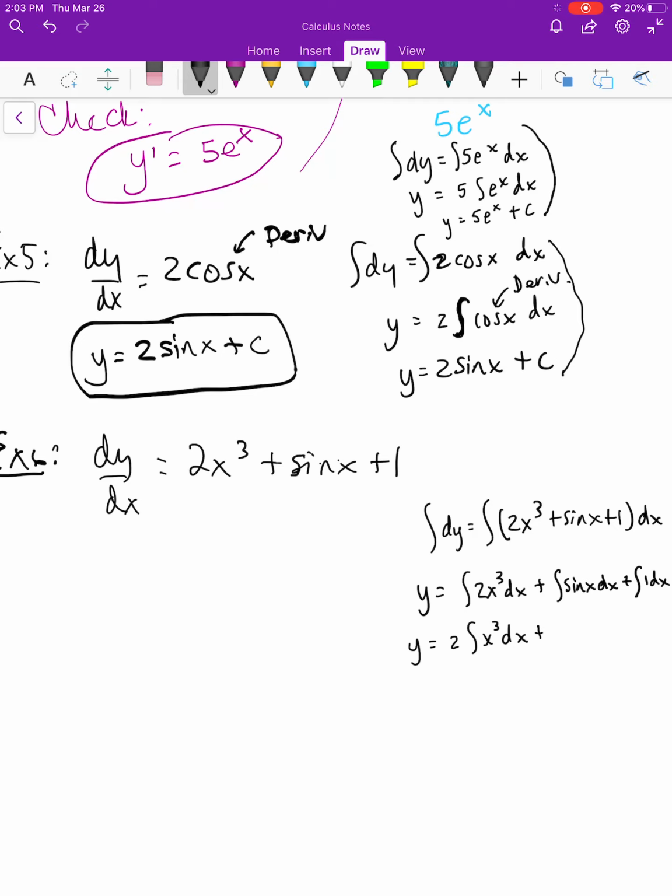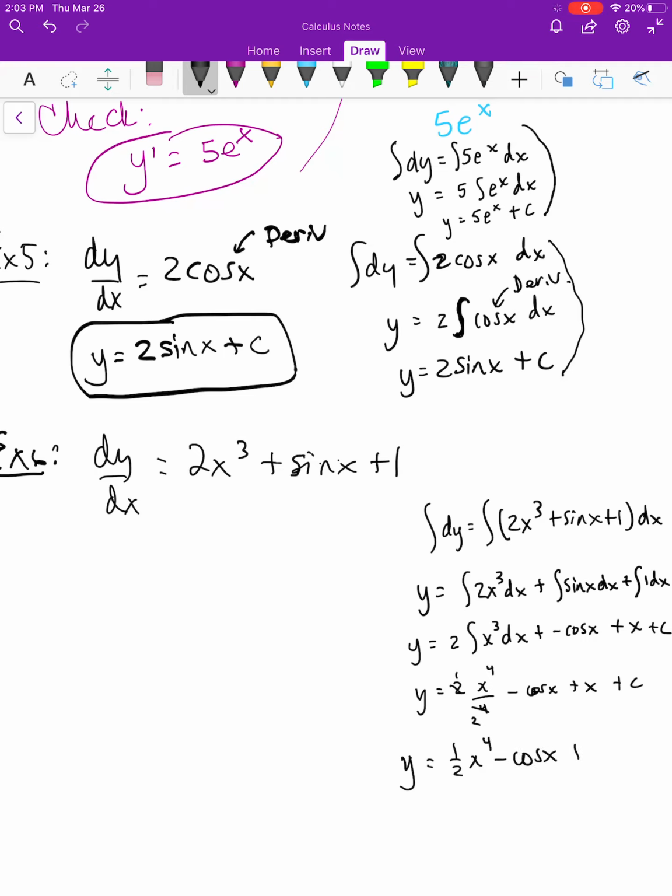And so you can bring the 2 in front if you wanted to, like that. The derivative that would give you sine would be negative cosine. And then this would just be plus x, because what gives you 1? Well, that would just be 1x. And so this one would be x to the 4th over 4. And then we have minus cosine x plus x. Oops, I forgot my plus c there, plus c.